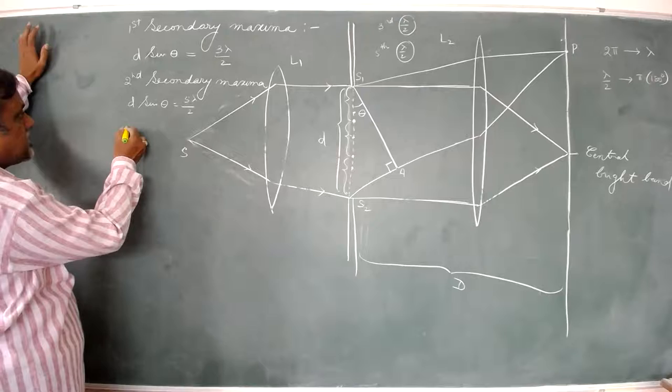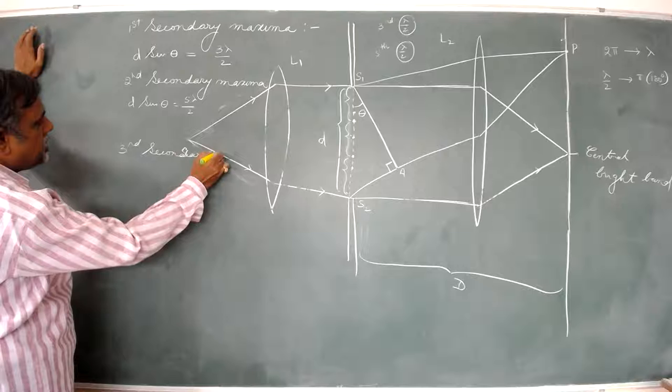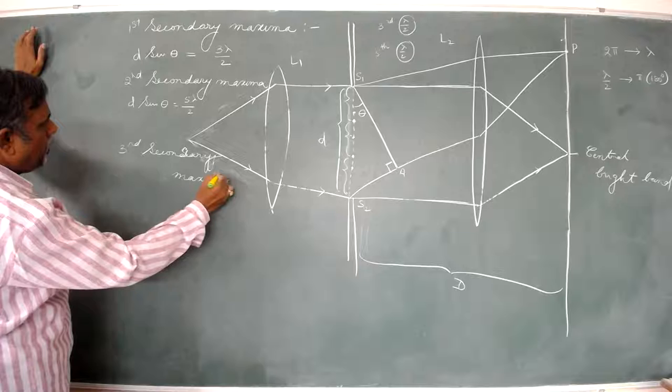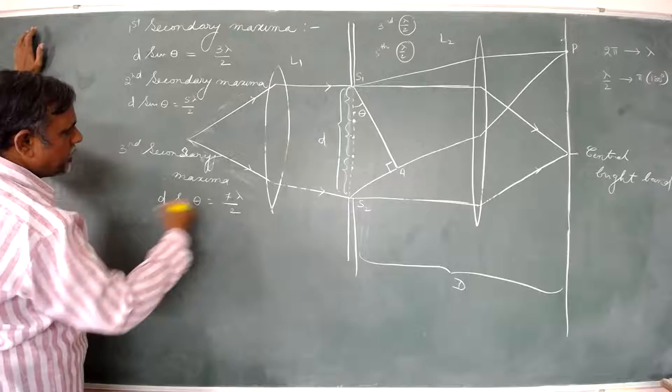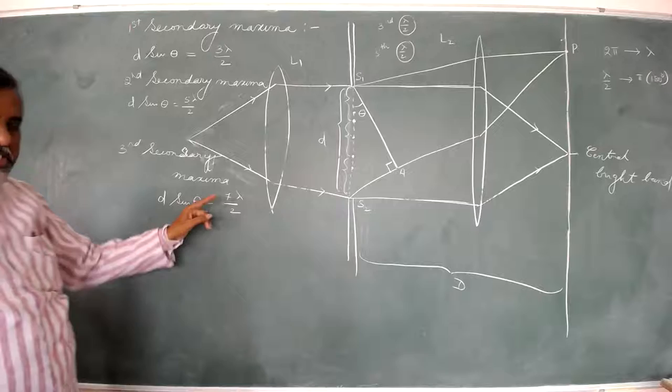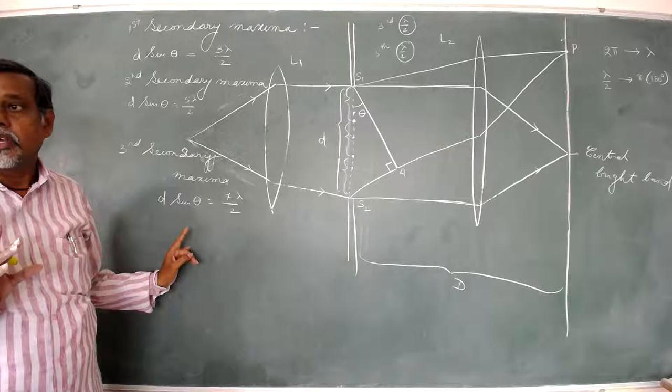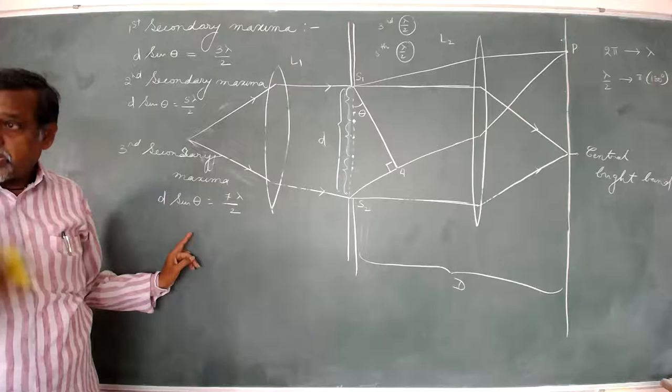Next, if we discuss the third secondary maxima, the path difference d sin theta is equal to 7 lambda by 2. Out of the 7 lambda by 2 portions, 6 will get cancelled. Only the seventh survives. It is a small portion, so the intensity further decreases. All these are secondary maxima.